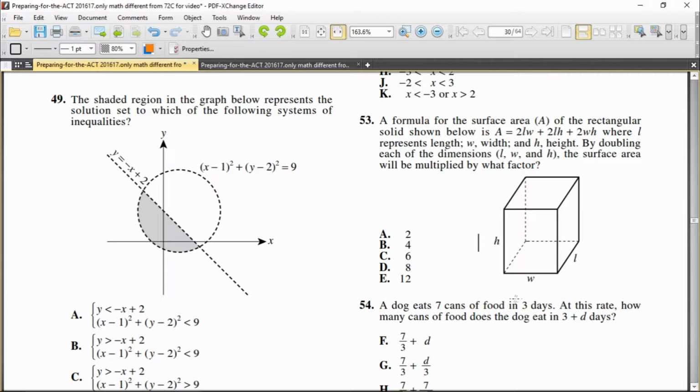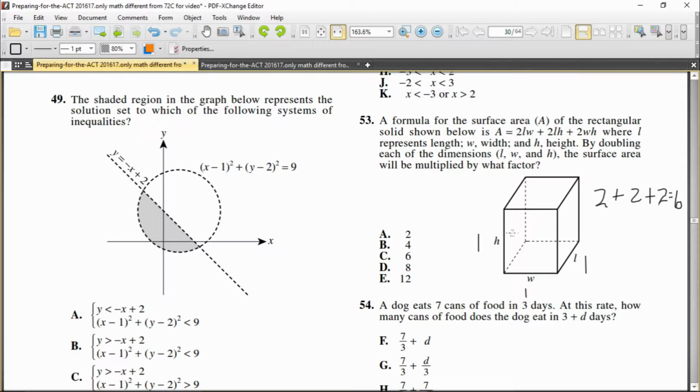I'll come up with simple numbers for these. Let's say they're each 1. So area is going to be 2 times length width, 2 times 1 is 2, plus 2 times length height, 2 times 1 is 2, plus width height is also going to be 2. That gives us a nice 6.